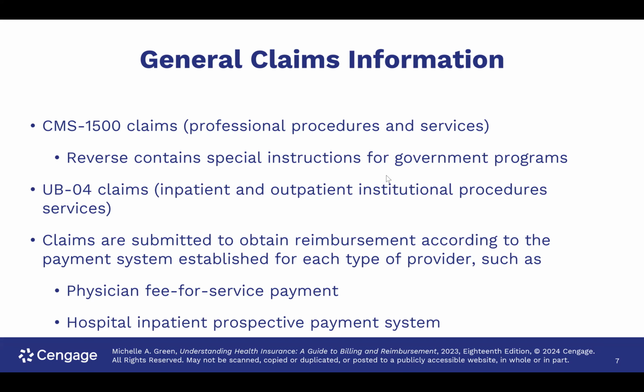And again, the CMS 1500 forms are professional procedures and services, in other words, the pro fee coding. UB04 are claims for inpatient and outpatient institutional procedures. And why do we fill out these forms? We fill these out to obtain reimbursement, just as you would for any other insurance claim, right? This includes physician fee-for-service, hospital inpatient prospective payment system.